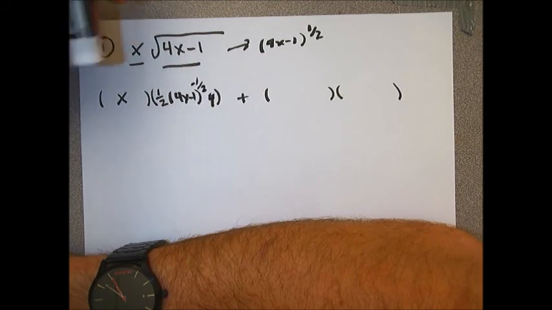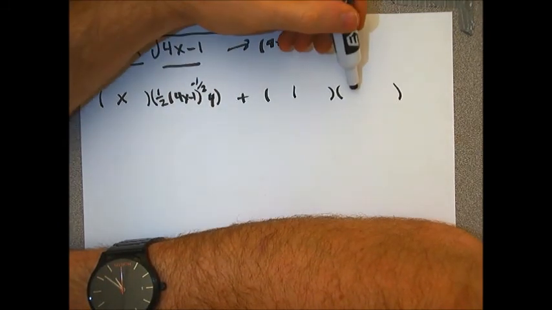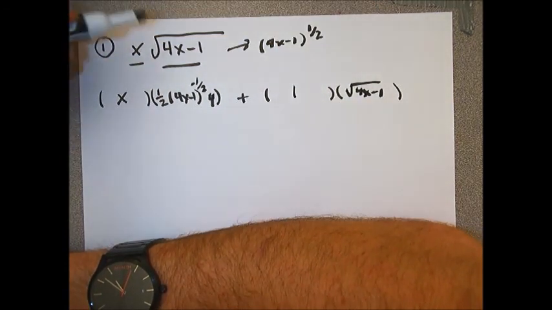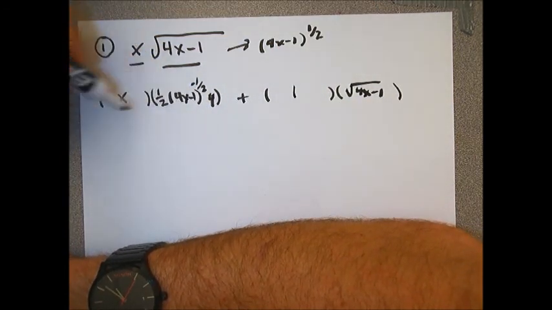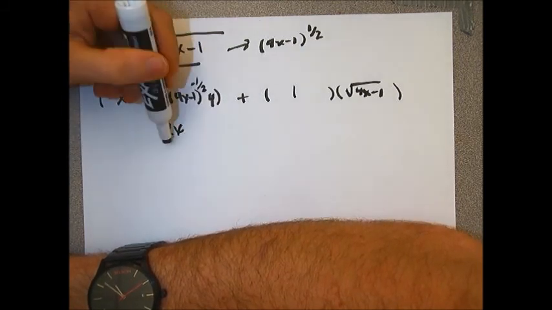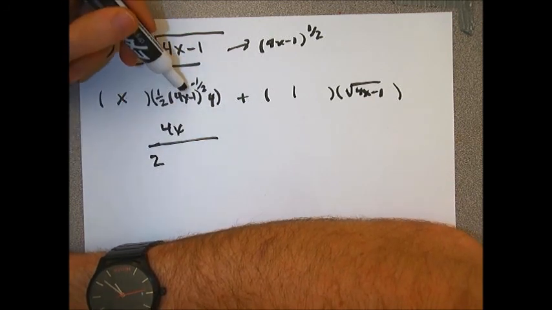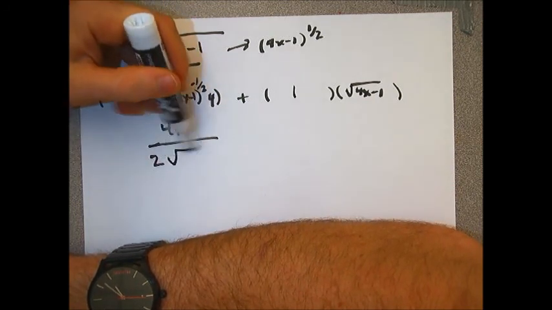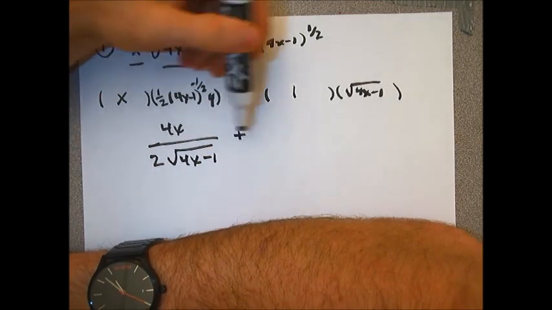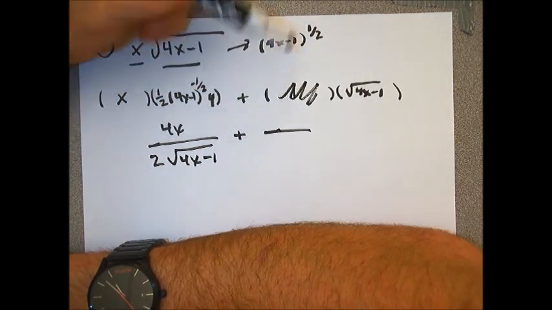On the other side, the derivative of x is 1. And we keep the square root of 4x minus 1. So we want to simplify this a little bit. Over here, 4 times x is 4x. On the bottom we have 2, and this whole square root drops down because it's a negative exponent. So the square root of 4x minus 1 plus, on the other side, 1 times this stays.